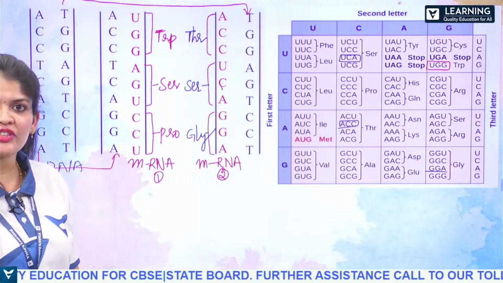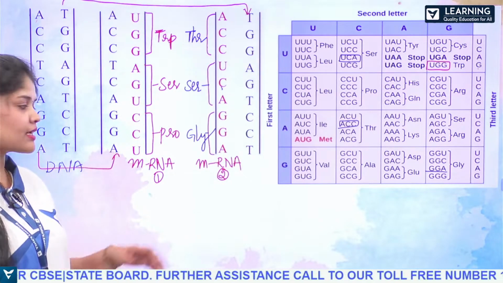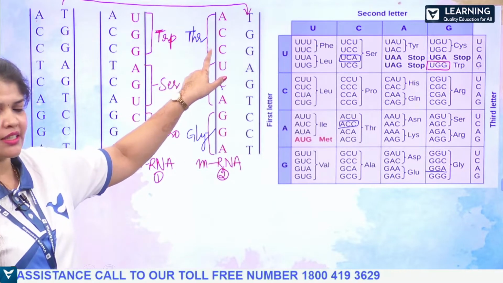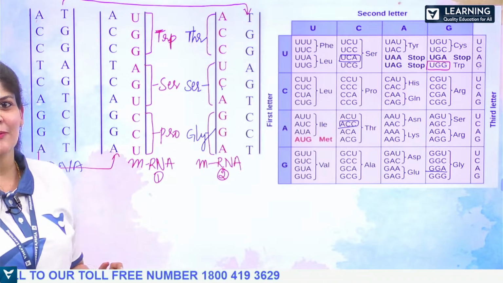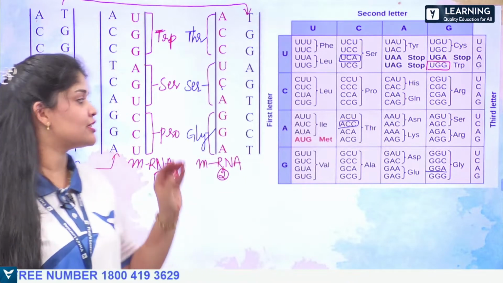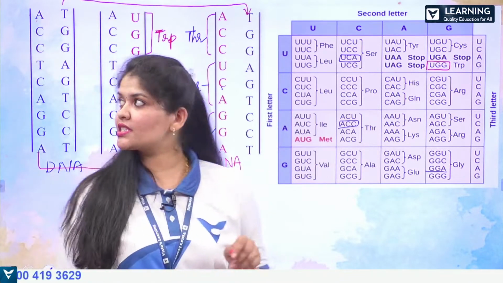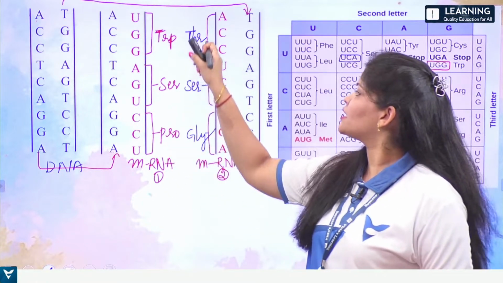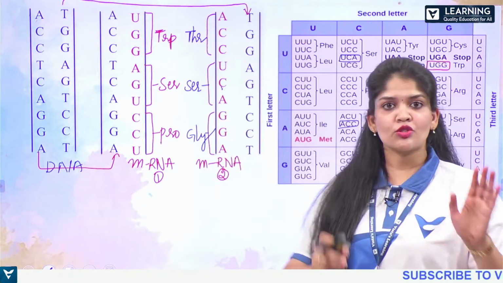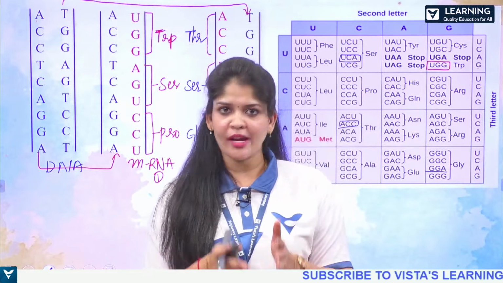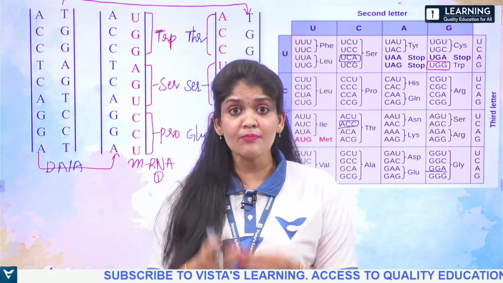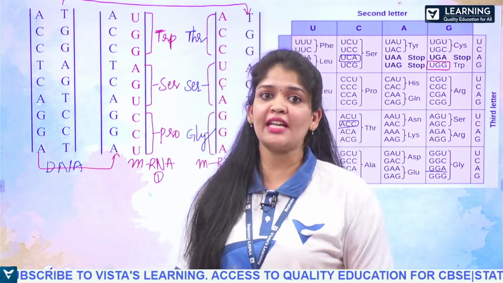What is the sequence of the amino acids coded by mRNA 2? That is threonine, serine, glycine. So here is the difference. The first amino acid sequence is tryptophan, serine, proline. The second one is threonine, serine, glycine. So there is a difference in the sequence of the amino acids that are coded by the mRNAs that come from a single segment of DNA.